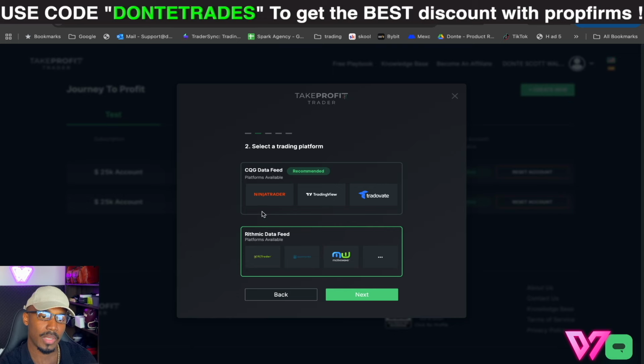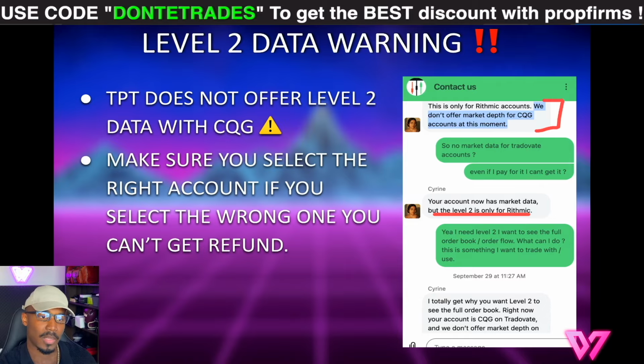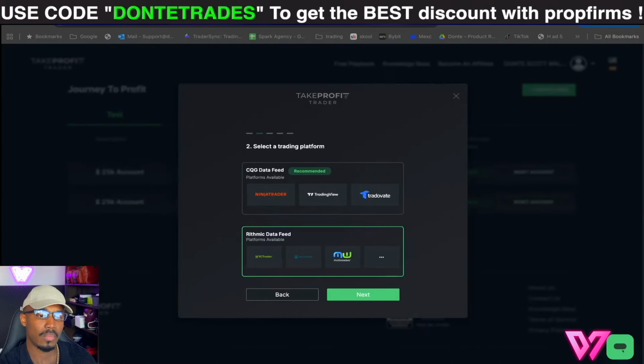You can actually use Rithmic with NinjaTrader as well. Again, probably 90% of you out there, this doesn't matter, but I haven't seen anybody talk about this on YouTube, and I'm someone who does trade with that level 2 data. So just something to be aware of. Make sure you select the right account, because if you select the wrong one, you can't get a refund. They won't refund you for that.